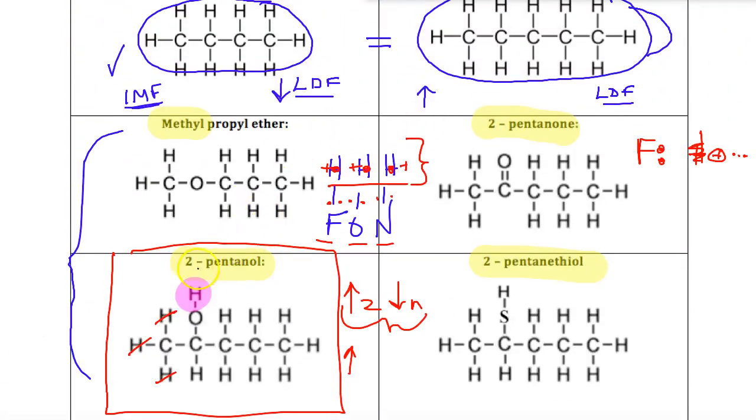Clearly, 2-pentanol can hydrogen bond with water because this H, which is electron deficient, which is a positive proton, will attract the oxygen end of water, which is the more electronegative negative end. Okay, so this is a great example, but who else could?